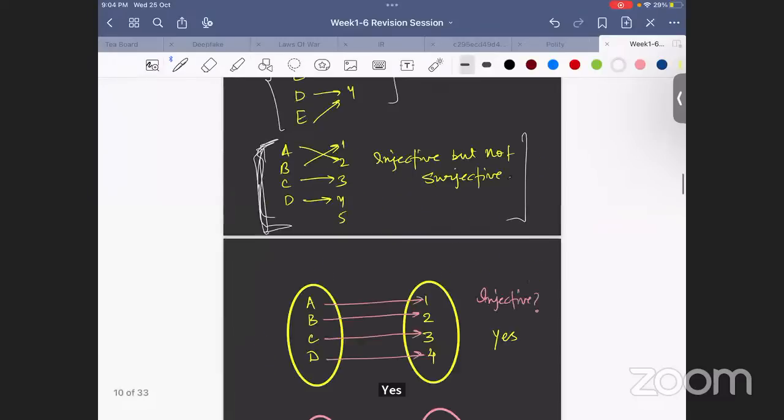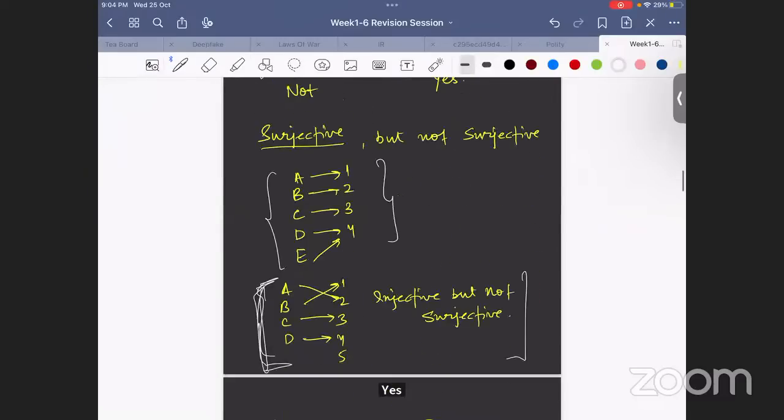That means the codomain, you can see that this function. Okay, tell me whether it's surjective or not. Yes, sir, it's surjective. Is it an injective function? No, sir, it is not an injective function.